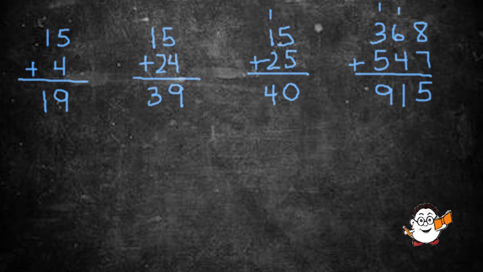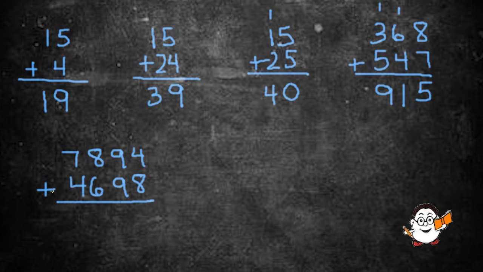This time, let's try adding four-digit numbers. 7,894 plus 4,698. 4 plus 8 equals 12. Write your 2, carry your 1. 1 plus 9 equals 10. 10 plus 9 equals 19. Write your 9, carry your 1.